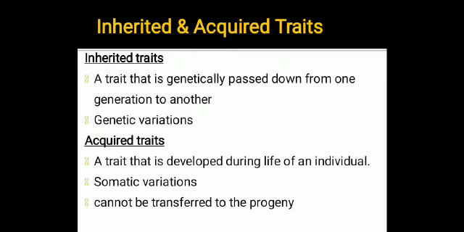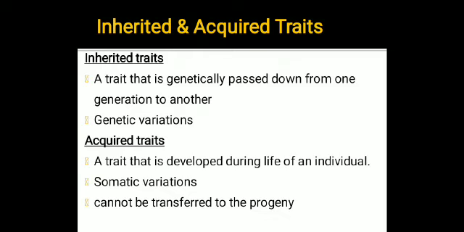So how is it transferred? It is only the genetic variation. We can see the genetic variation, so it is transferred through the genes. The next one, acquired traits. What are acquired traits? They are not passed from the parents. The traits that are developed during the life of an individual are called acquired traits.